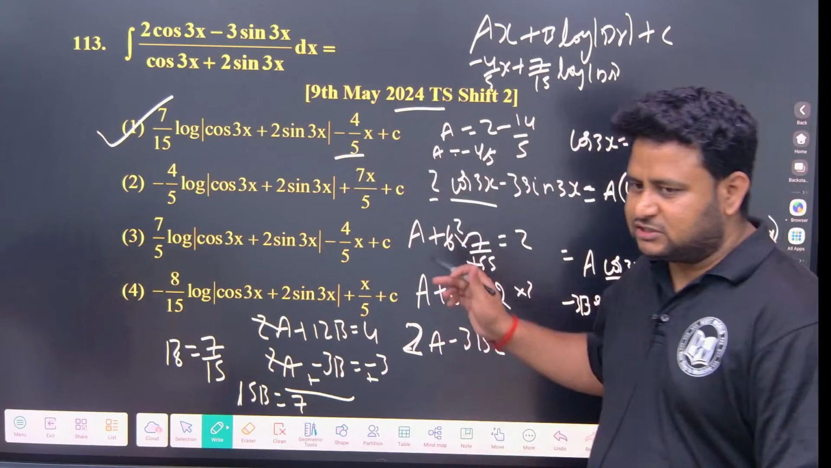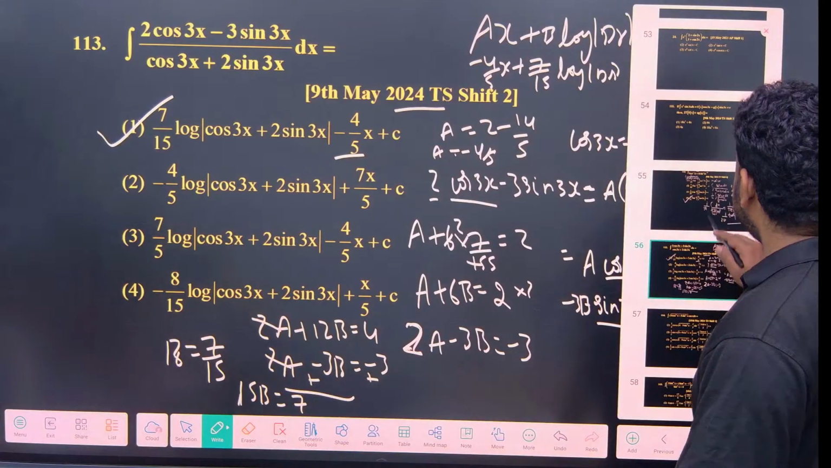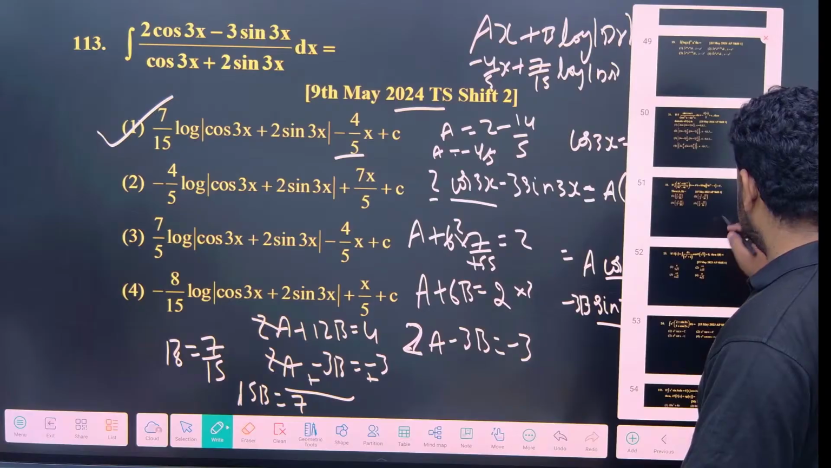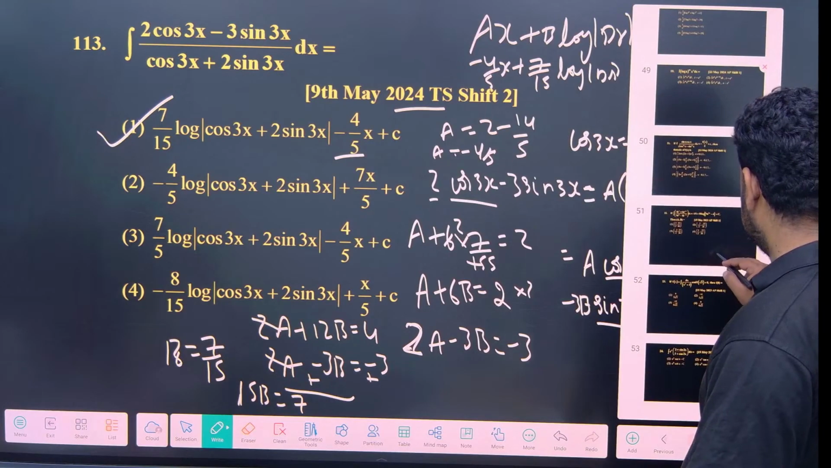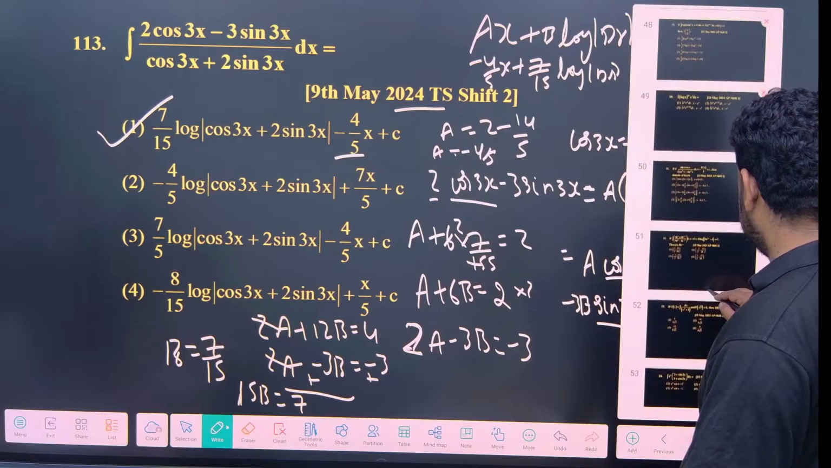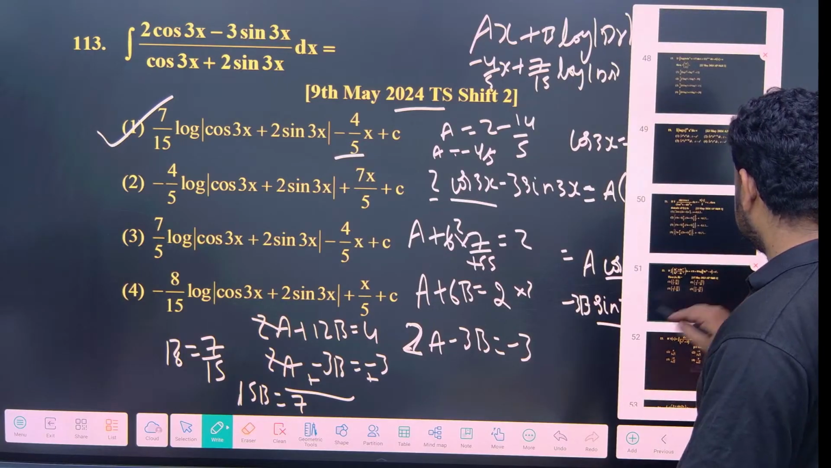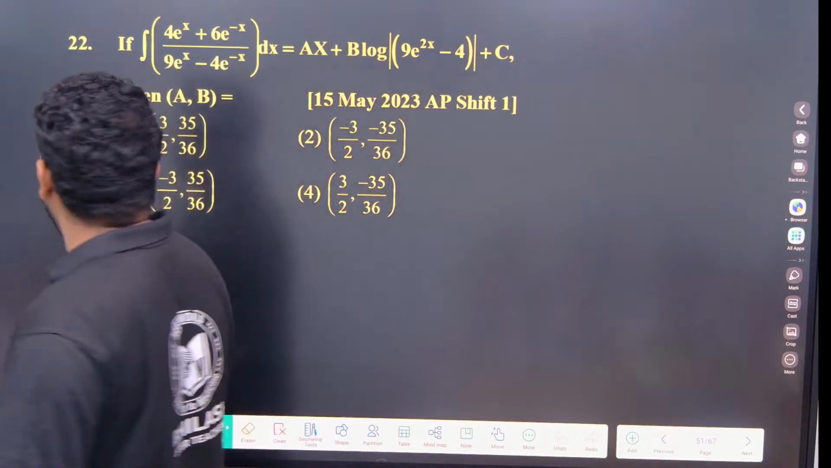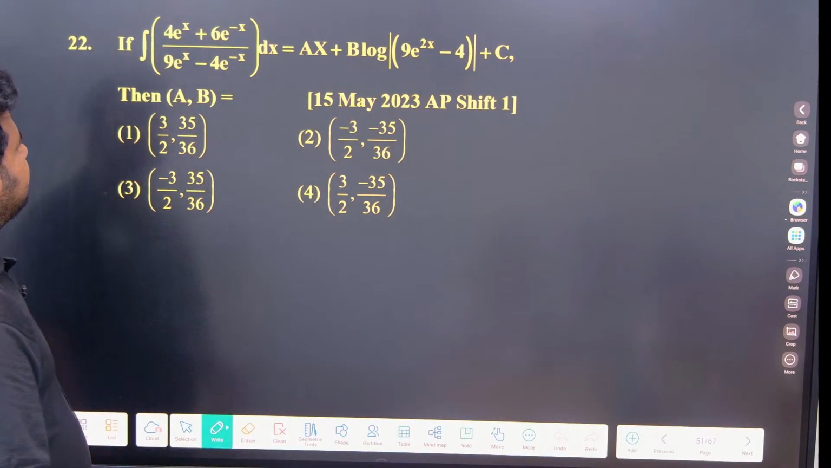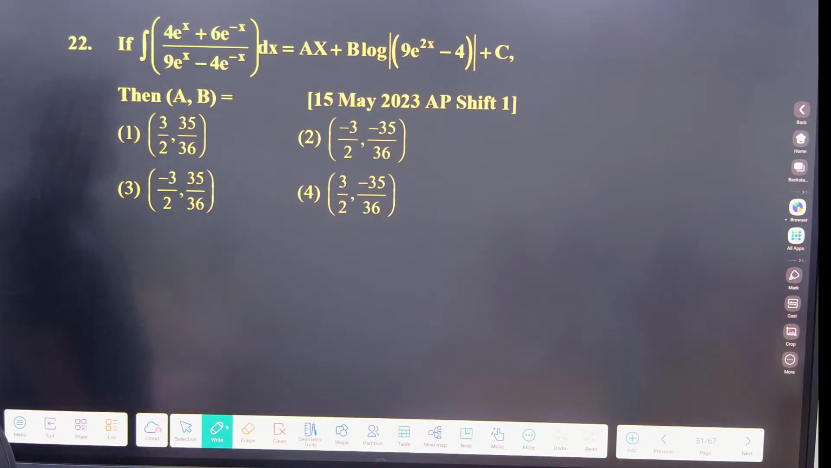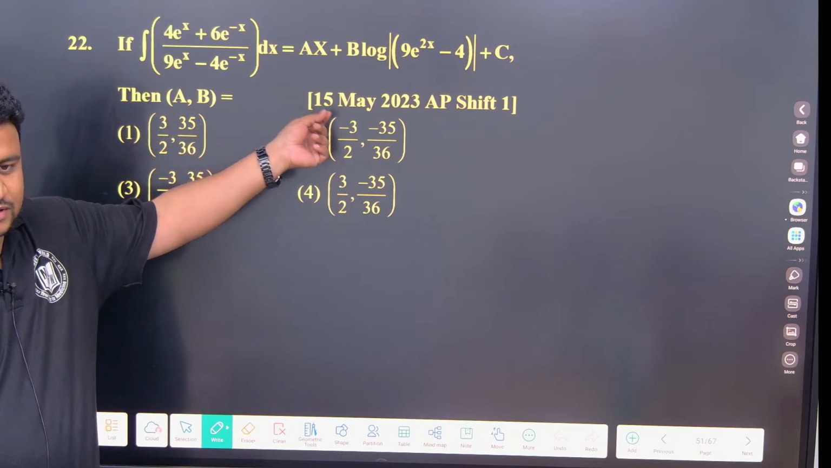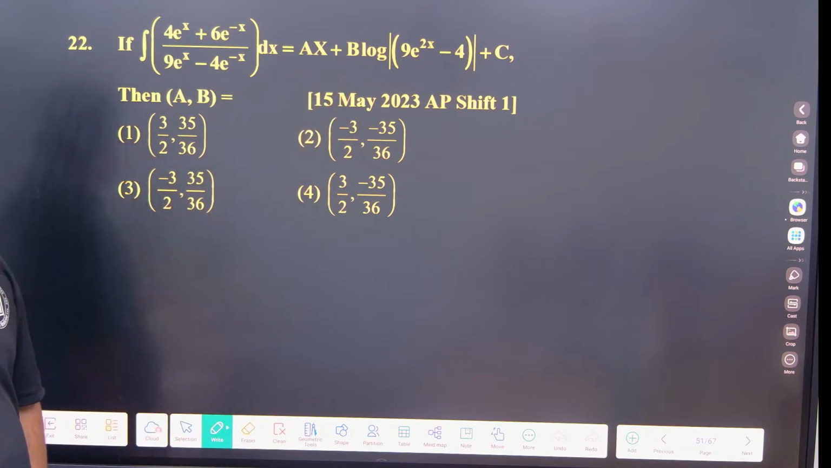Now let us go to the question having e power x. I told you e power x also we can do. So see here, let us go to the question having e power x. Look at this. They have given the integral of 4 into e power x plus 6 into e power minus x by 9 into e power x minus 4 into e power minus x is equal to, and they have only given the form ax plus b log of the denominator.